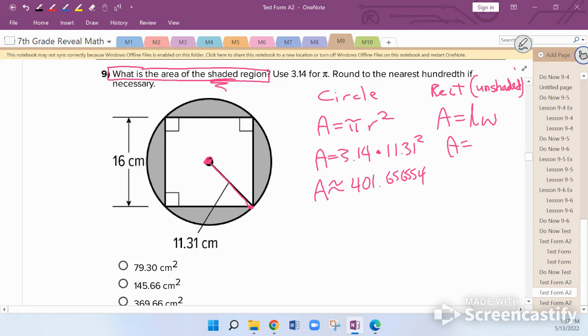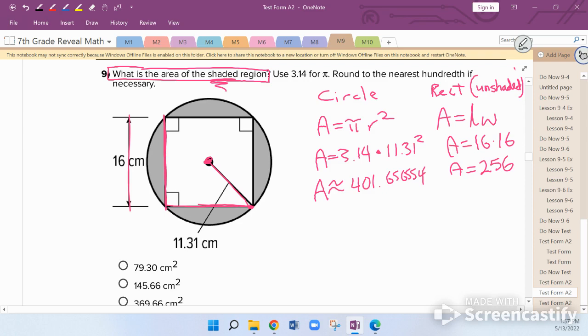And that, the length and width of that, looks like 16 tells us the length of this side. It fits inside of the circle perfectly, so it must be a square. And so we just have 16 times 16, which comes to exactly 256.